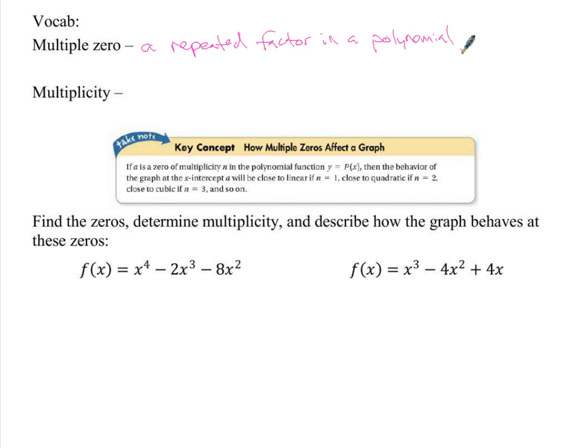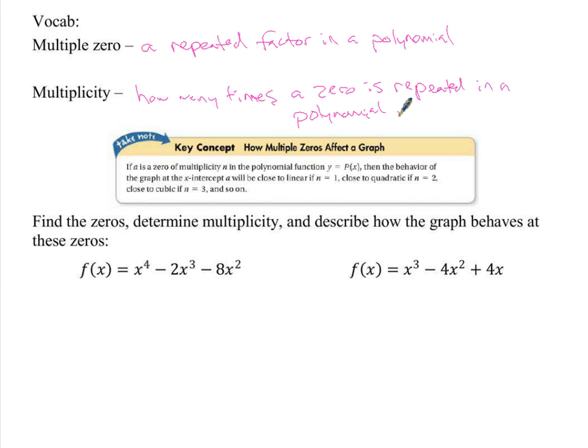Multiplicity is related to the multiple zero. The multiplicity of a multiple zero is how many times a zero is repeated in a polynomial. So like for that example that I just showed you, we had that -2 that was repeated. I saw a -2 twice. Therefore, the multiplicity of -2 was 2, because I saw it twice.